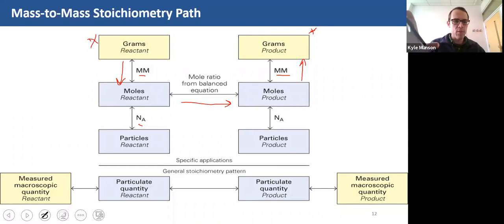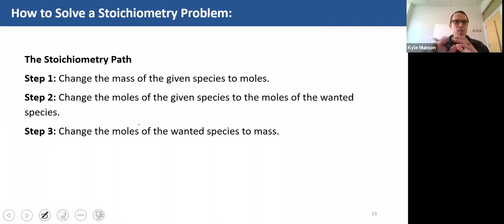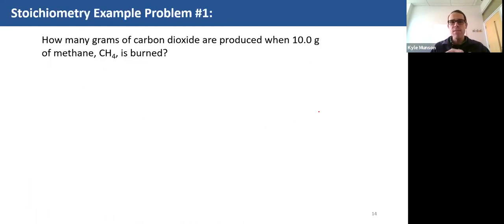Like I said, this is just a flow chart that you can come back to and try to understand as we're doing these problems. If it helps you, great. If it doesn't, ignore it. So here it is without the chart, the stoichiometry path. Step one, change the mass of a given species to moles. Step two, change the moles of a given species to the moles of a wanted species. Then change the moles of the wanted species to mass. These are the three steps we'll do when we want to convert the mass of one substance to the mass of another substance. Let's just do plenty of examples.